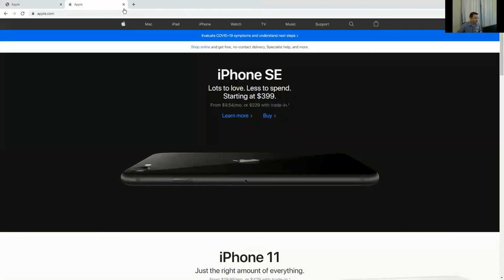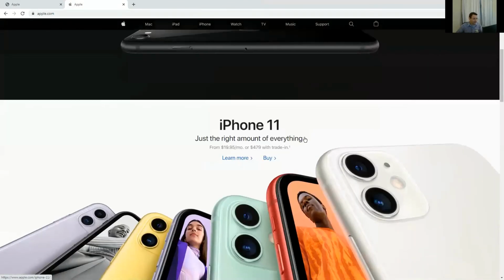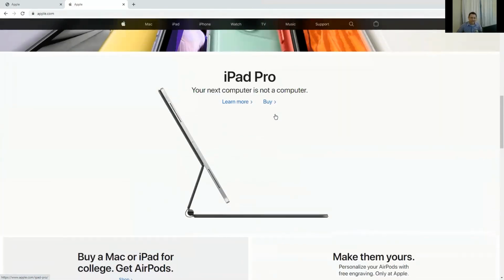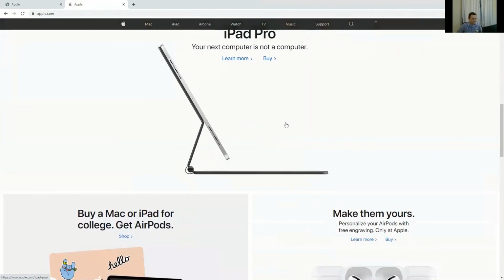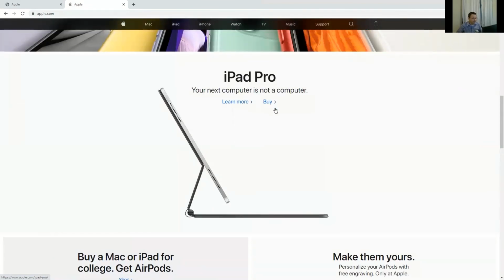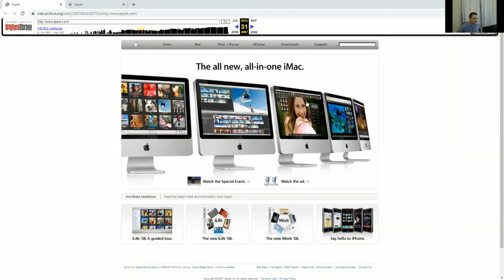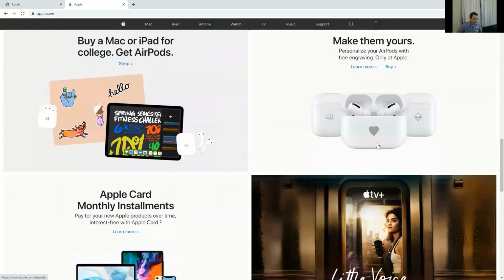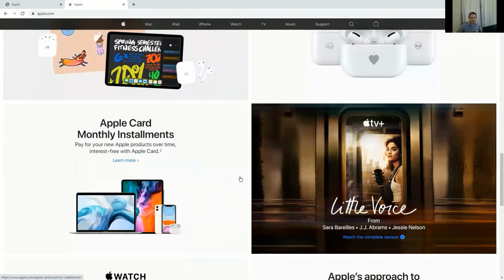So you go to Apple's website now, what do you get? Well, you get iPhone first thing right up front, and you get more about the iPhone 11. And then you get iPad Pro. So maybe it's kind of like a computer. It's not exactly. It's closer to the phone probably than the computer of the iMac days. Then you go down and you get more tablets, AirPods, things that are very different.